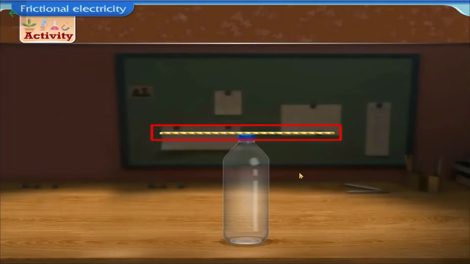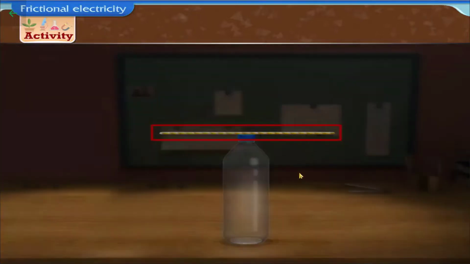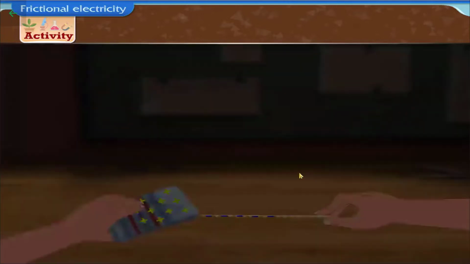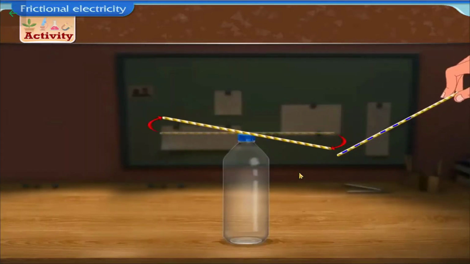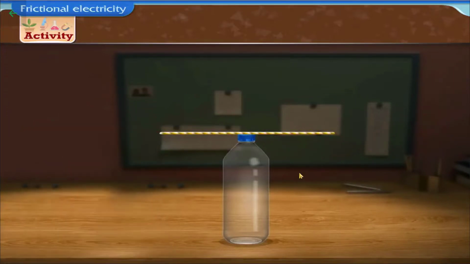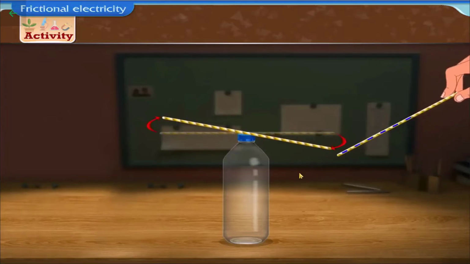Now, leave the straw on the cap as it is. Let us rub another straw against a woolen cloth. Now take its one end near the straw on the table. What do we observe? We observe that when the straw is taken near the straw kept on the cap, the straw kept on the cap moves towards the straw in hand. Record this observation in the observation table.